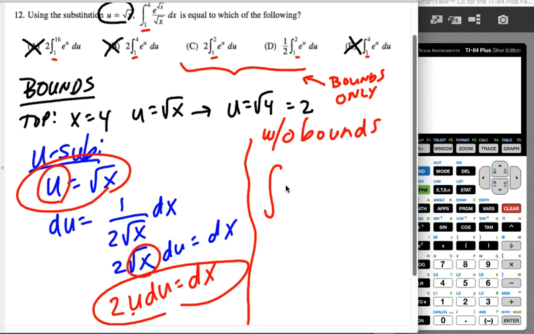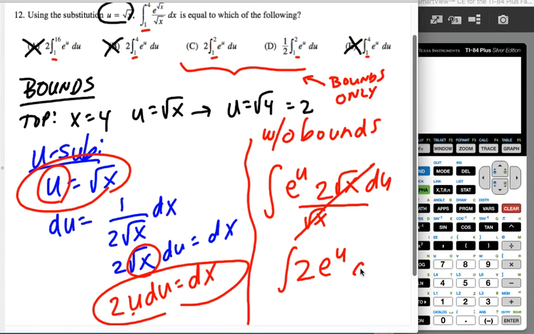So you get an e to the u, and then here my dx is a 2 root x du. And on the bottom I have a root x, and the root x, they're going to cancel. And so I get that this is a 2 e to the u du. And then that pretty much answers my question. It's C, right? Because the only difference was how that coefficient pans out.